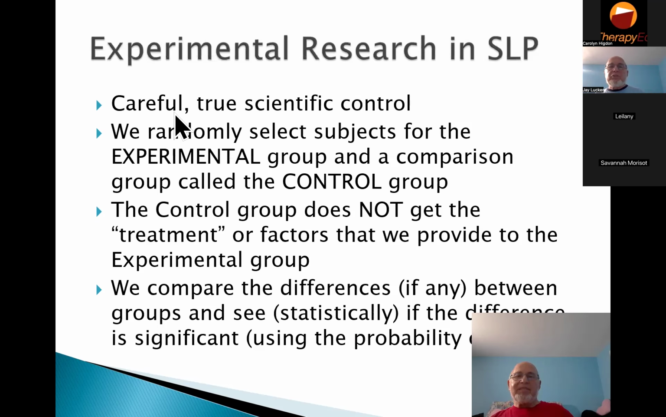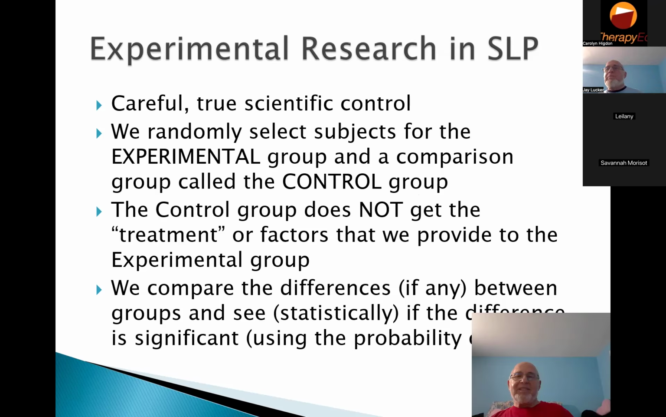Experimental research is true, carefully controlled research. We randomly select our subjects. We then arbitrarily choose who's going to be in the experimental group and who's going to be in the control group or the comparison group. The difference between experimental and control is that experimental means we're trying something new or different for this group versus whatever you do with the control group. Control group usually is whatever the normal standard way of doing things is.